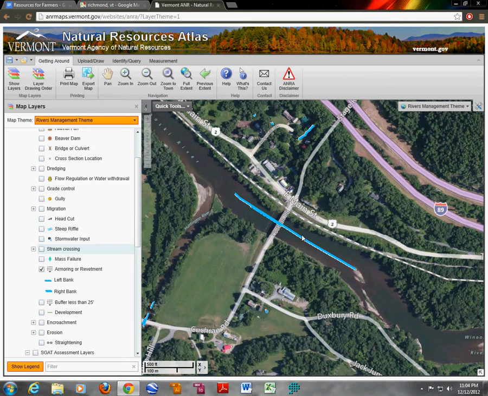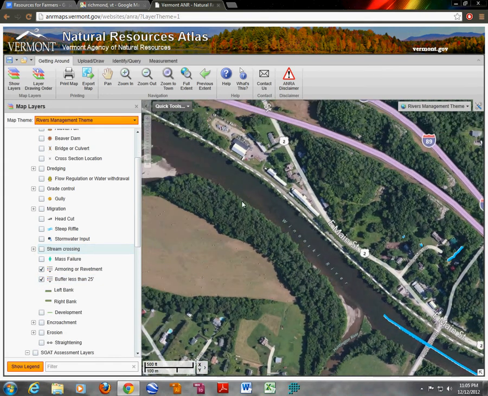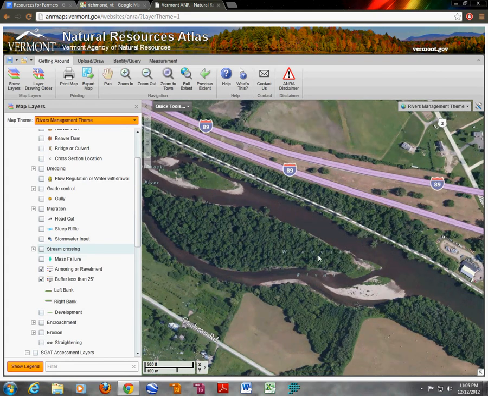And so that's really important to look at. A lot of here, this buffer too, where buffer is less than 25 feet, this is important too. And even though there may be a buffer that's sufficient enough, it's 25 feet or more, that still doesn't mean that the river isn't being encroached upon by people.